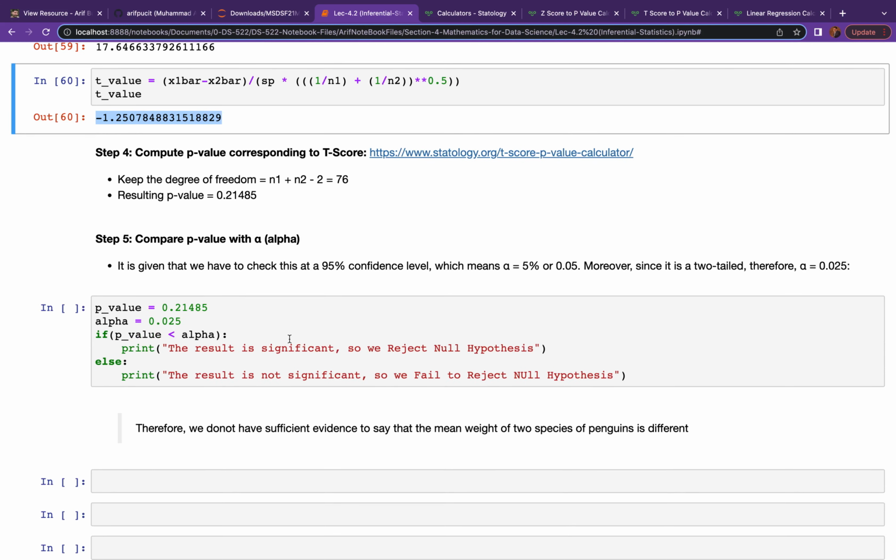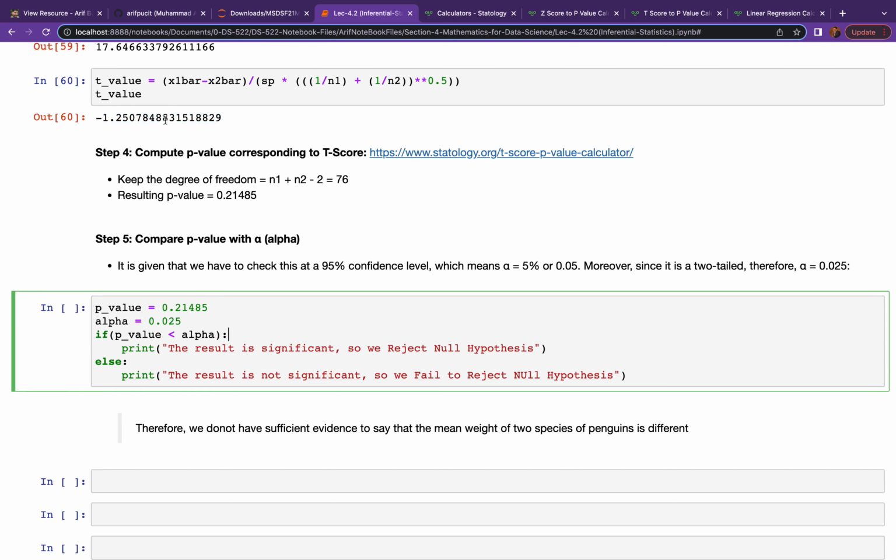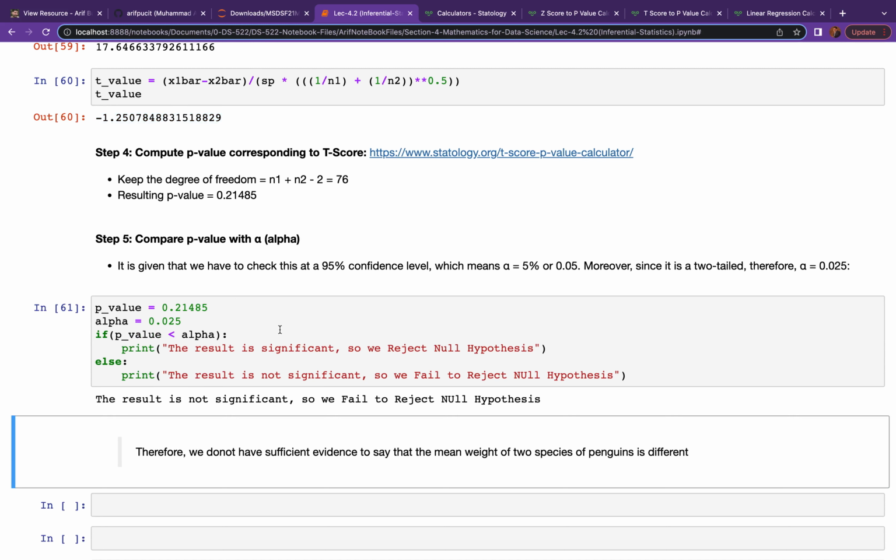Anyway, so my dear students, we have computed the t value, which is minus 1.25, and the corresponding p value is 0.214, and this 0.214 is of course not less than this alpha value, so the result is not significant. So we fail to reject the null hypothesis. Therefore, we do not have sufficient evidence to say that the mean weight of the two species of penguin is different. Great.